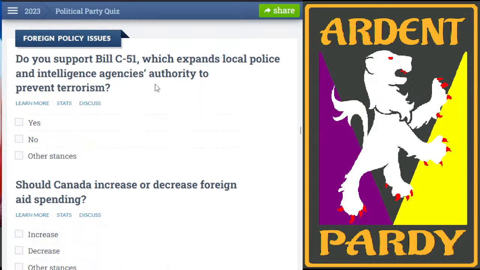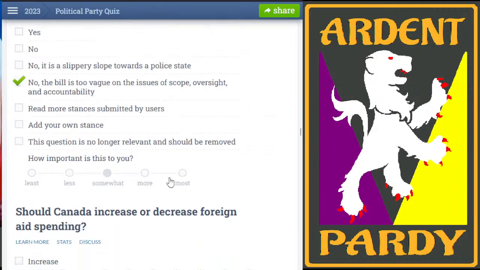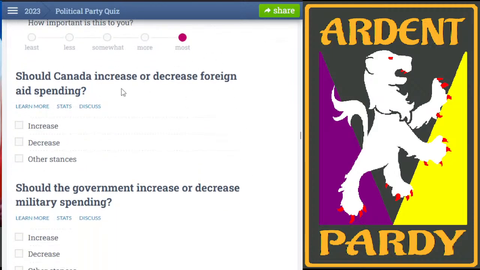Do I support Bill C-51, which expands local and police? Of course not. And checking other stances. Slippery slope. Bill is too vague. We'll go with that one. Bill is too vague, and we'll put that in the most, because it's government interference in your life.